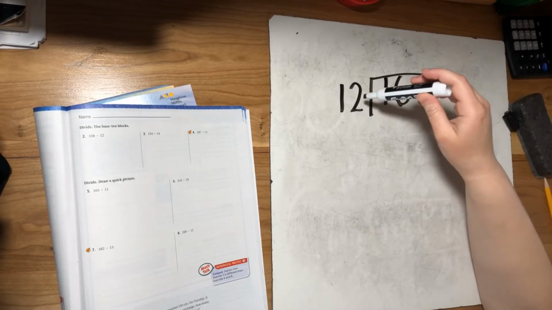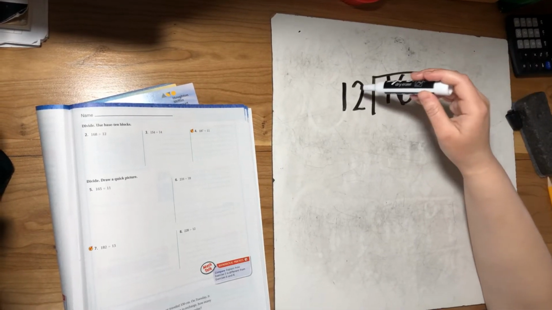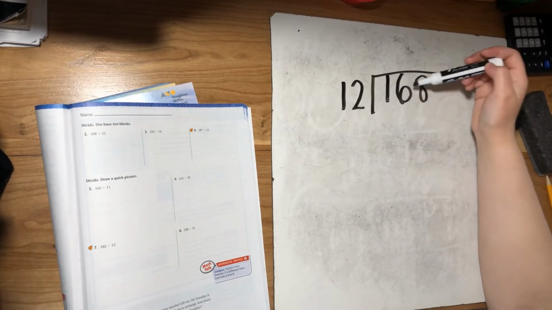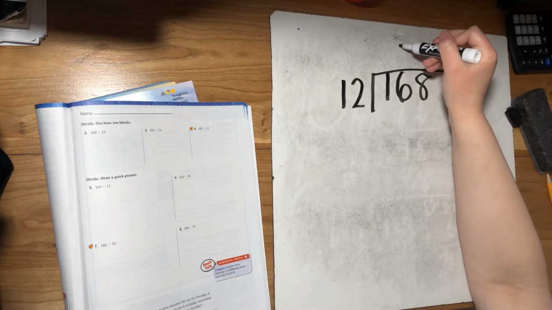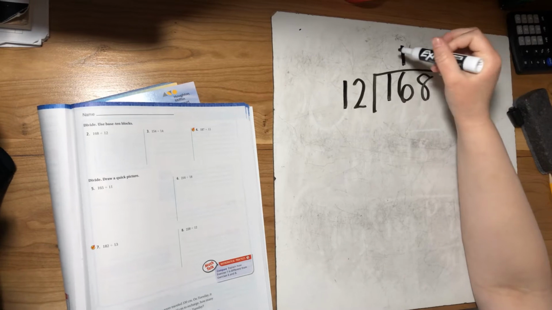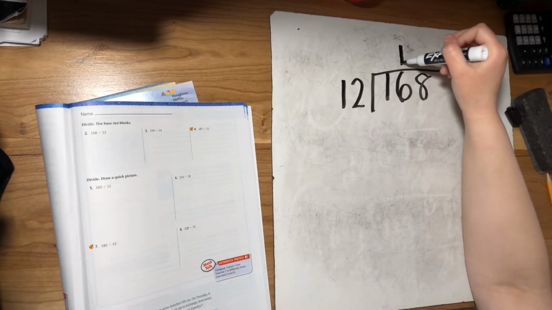All right, so 12 goes into 1? You can't do it because 1 is smaller. So we're going to move on to the next one. 12 goes into 16 one time. Why am I going to put the 1 over the 6? Because we used both numbers and we didn't just use the one number. We used both the 1 and the 6. I'm putting the 1 right above it.